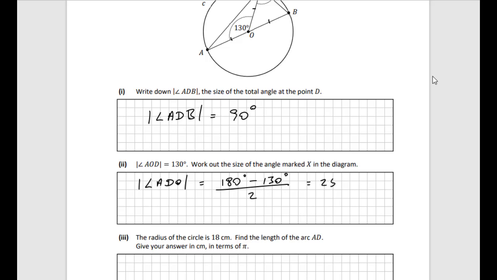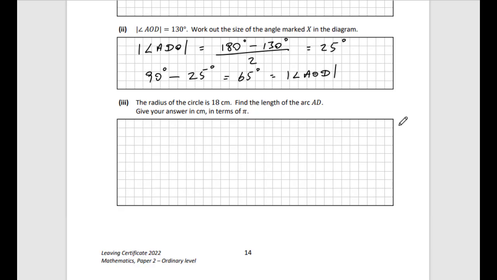25 degrees. Okay, so all we've got to do now is take 90 degrees, subtract 25 degrees, and that'll give us 65 degrees. And that's equal to the size of the angle X. Okay, so that's it, 65 degrees, that's the answer there.